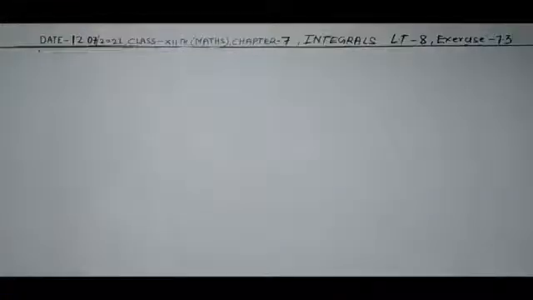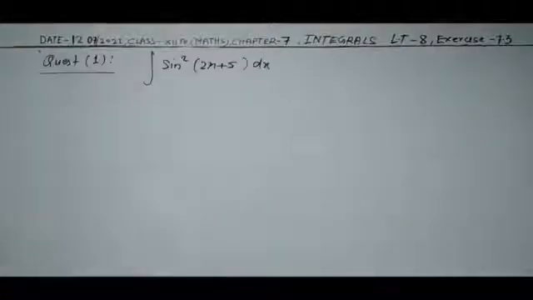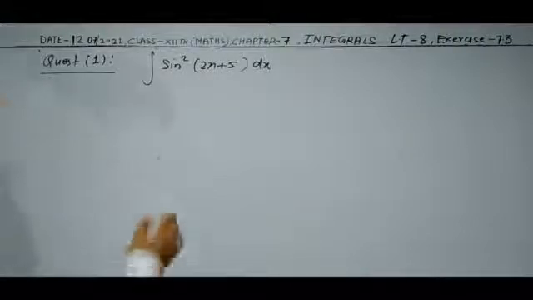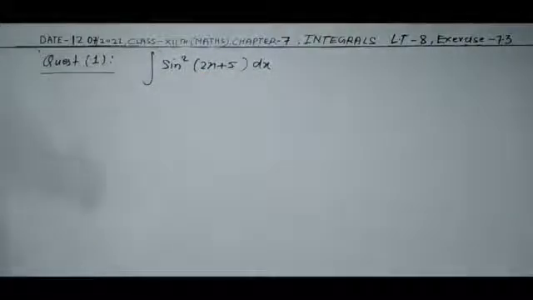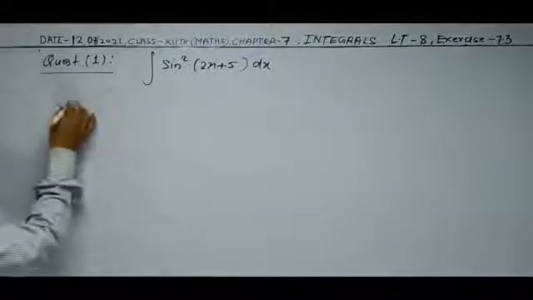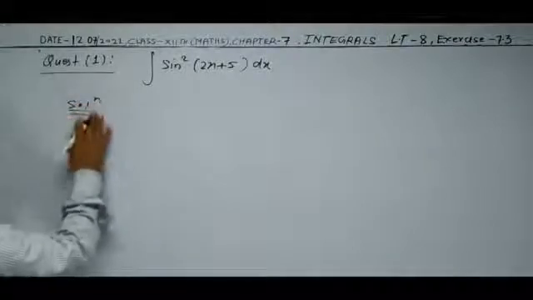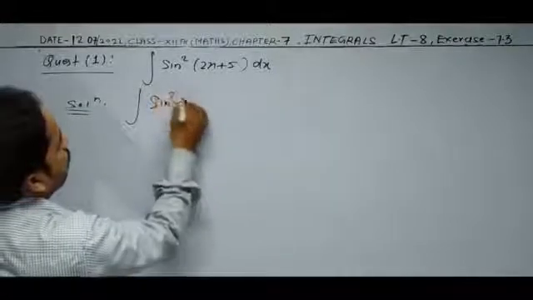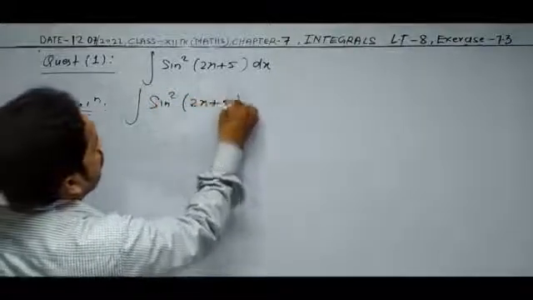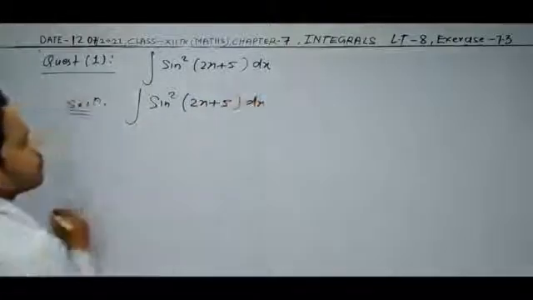Now see, question number 1 is: integrate the function sine squared (2x plus 5). So we have to integrate the function sine squared (2x plus 5). How will you integrate this? First of all, write the solution. The integral of sine square (2x plus 5) dx.